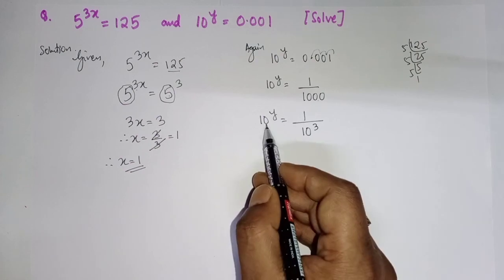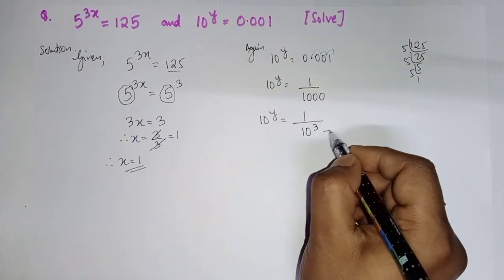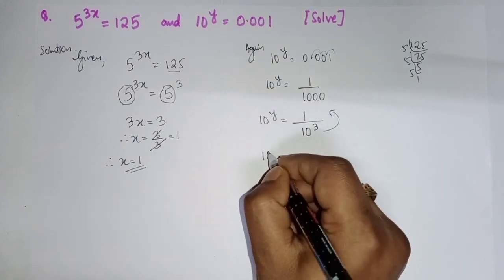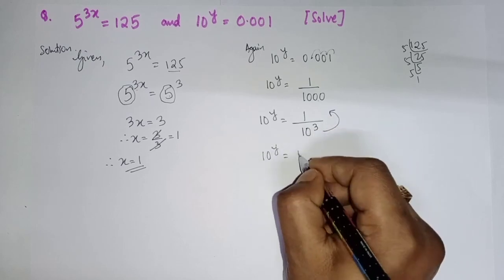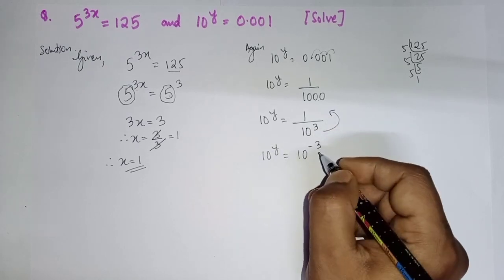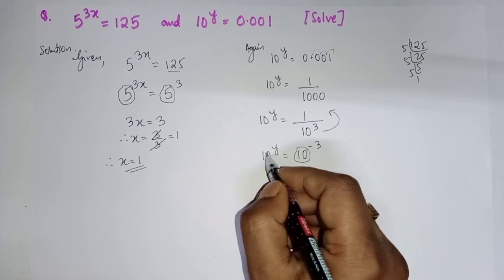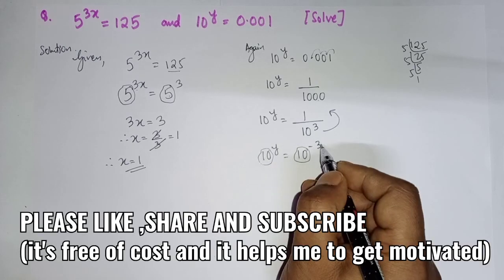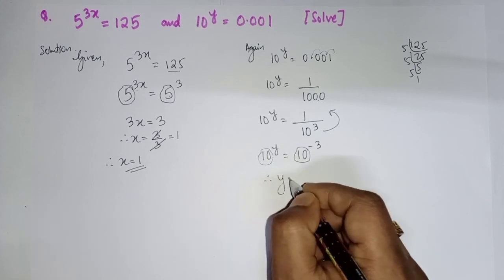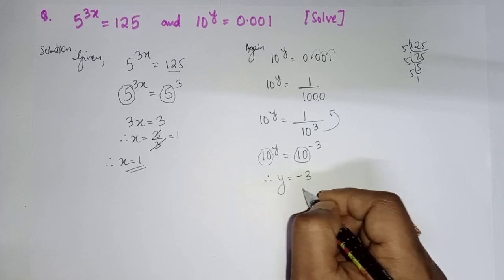Now you can see that 10 to the power 3 is in the denominator. So this I'll take up. So it will be 10 to the power y equals, when I take it up, it will be 10 to the power minus 3, negative. Yeah. Now you can see the bases are the same. The bases are the same means the powers have to be the same. So therefore y is equal to minus 3.